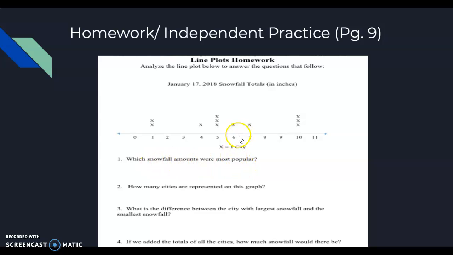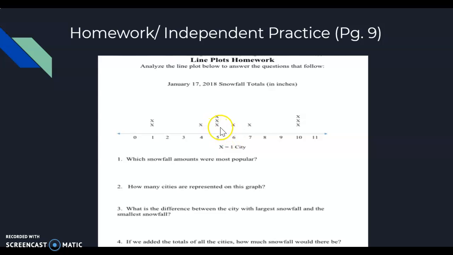So with this line plot, basically you're looking at the line and you are going to see which one of these has the most X's located on it, at any particular number. So let's go down this line right here. Let's stop at 1. It's showing 1 X. Right here is showing 3 X's. Here is showing 1. 7 is showing 1. 10 is showing 3 X's.